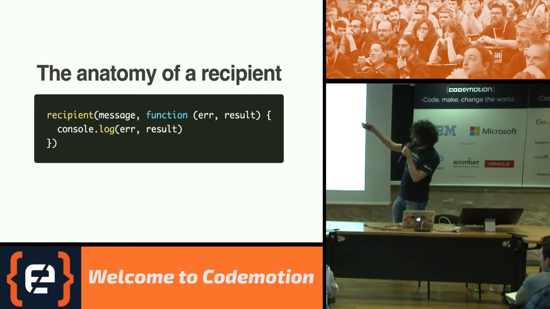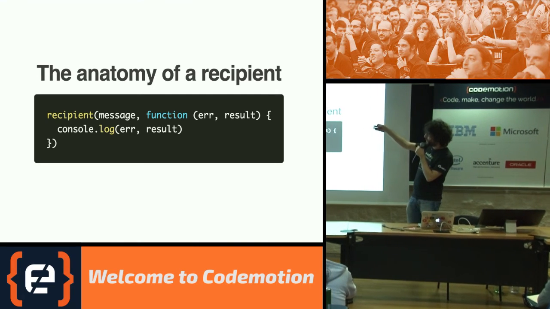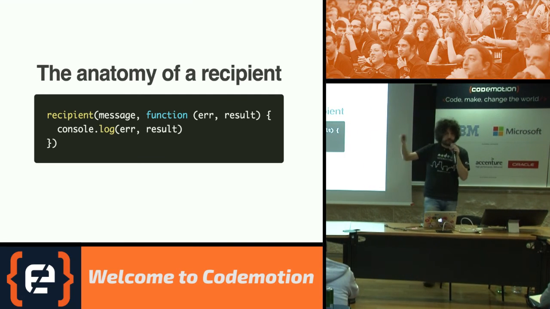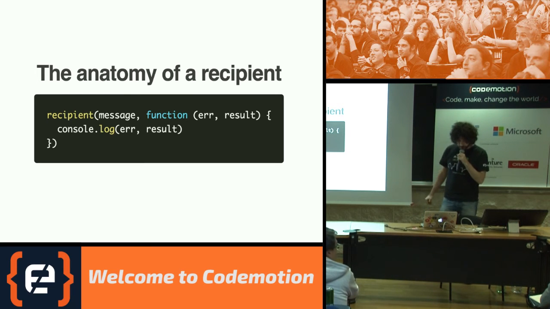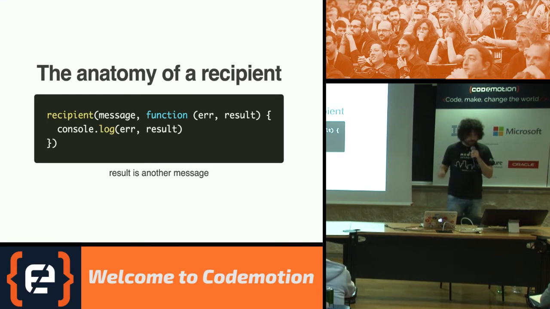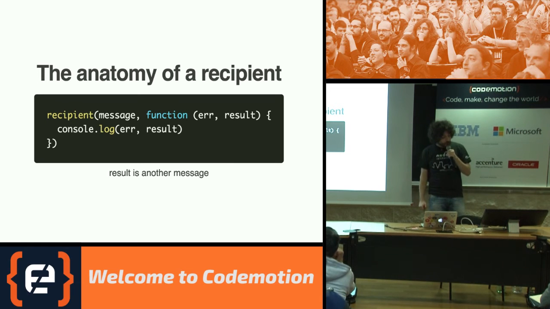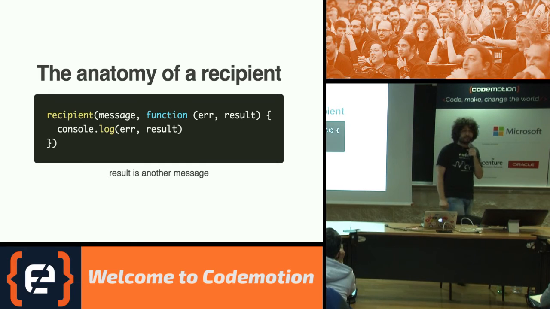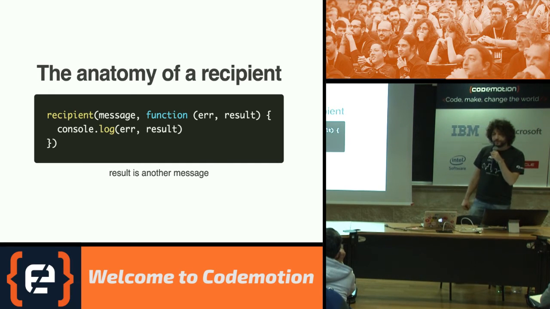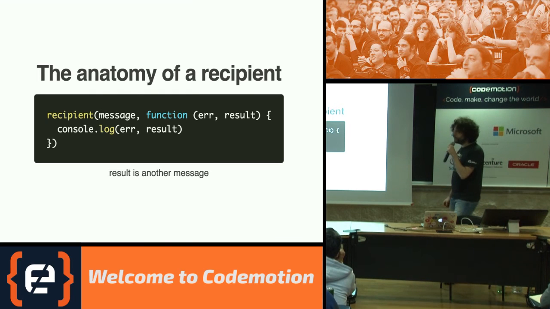So we have a recipient that receives our message, and we have a function that is called when that is done, and we print the result. And the result can be another message. This is nice because we don't know what this function does. This function has an error. With Java RMI, you need to add throws to all your interfaces, and handle all the network errors at that point.